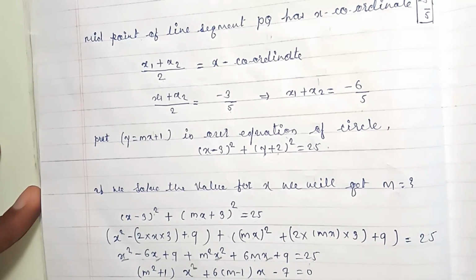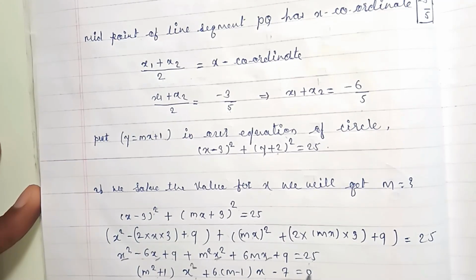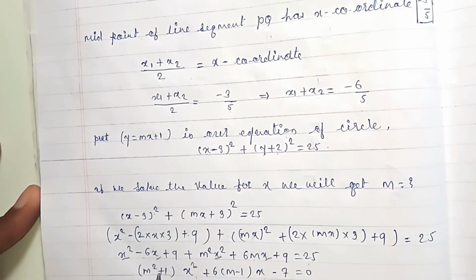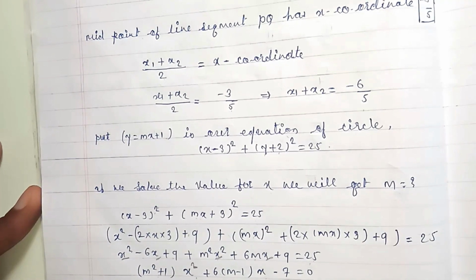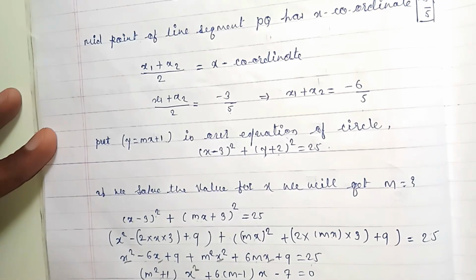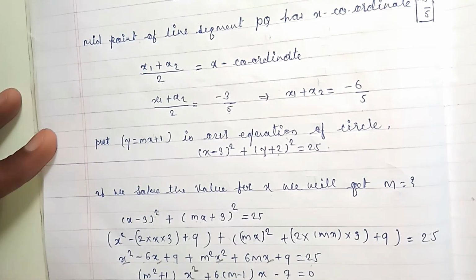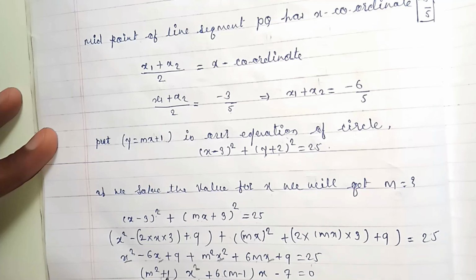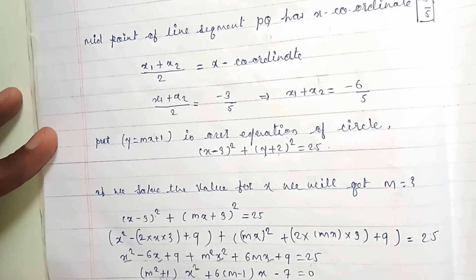As we can observe, our equation is in the form of a quadratic equation, ax square plus bx plus c equal to 0, where a is m square plus 1, b is 6 into (m minus 1), and c is minus 7. Here we can see the values of a, b and c. We always know that the sum of the two roots of a quadratic equation is negative b by a, and the product of the two roots is c by a. Always remember this.